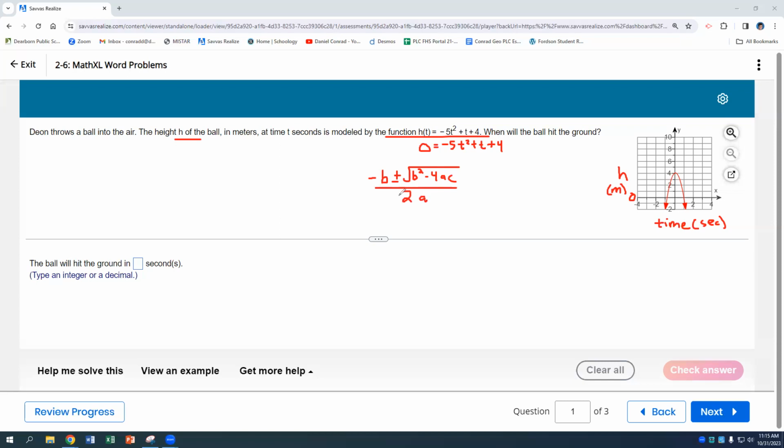All over 2a. A is going to be negative 5. B is going to be positive 1. And then C is going to be positive 4. All right, we're going to substitute these values in. So we get negative 1 plus or minus the square root of 1 squared minus 4 times negative 5 times 4, all over 2 times negative 5.